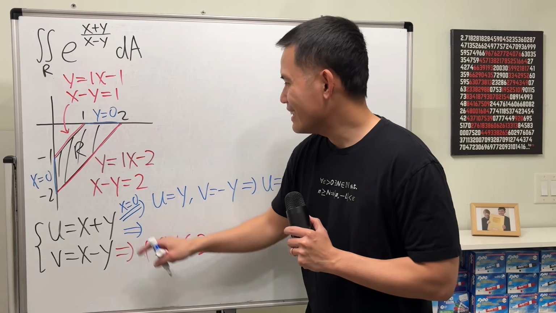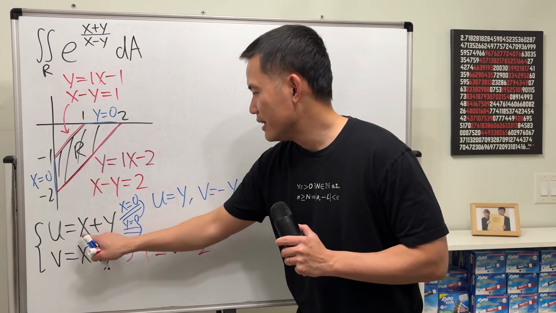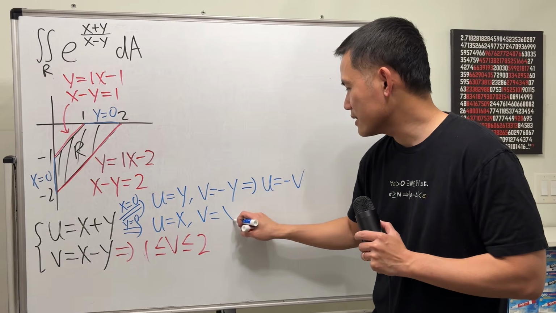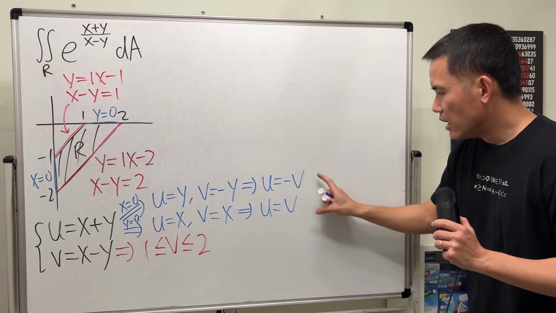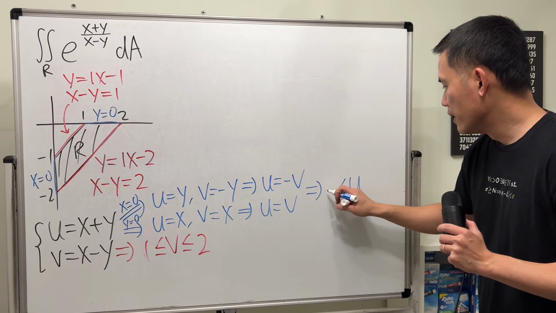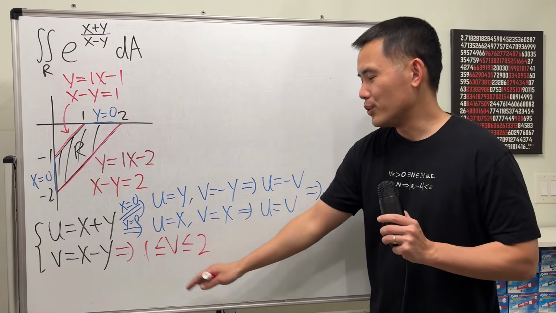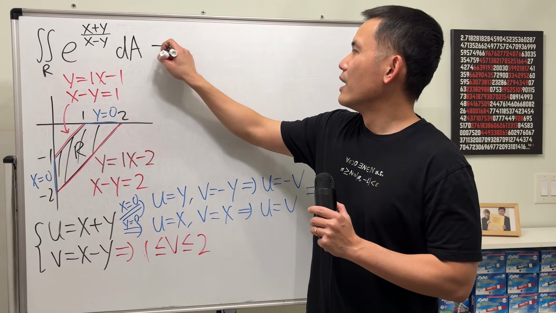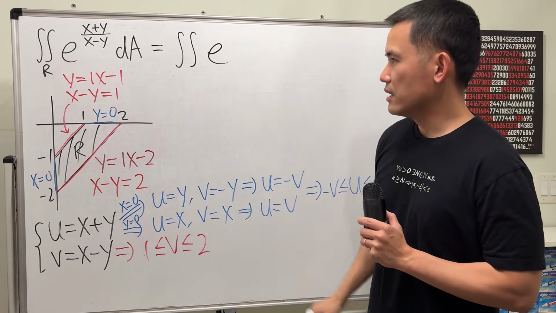Then let's go ahead and use this equation. y is equal to 0. Put that here and here. Then you see that u is equal to x as well as v is equal to x. So that means u is equal to positive v. Combine these two together, then we see that u is in between negative v and positive v. So we have the bounds of u and v already. Very, very nice.